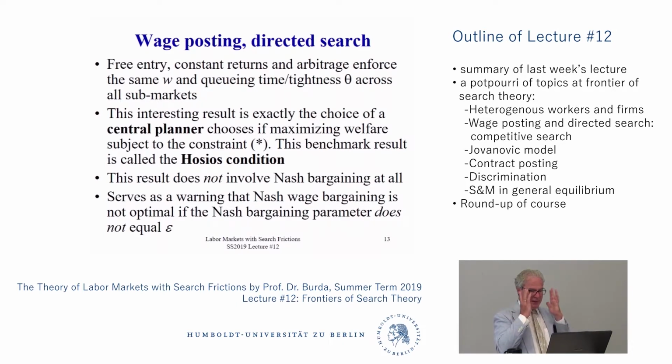So if the Nash bargaining parameter just happens to be the elasticity of the matching function, then we're in heaven. We've reached nirvana. Otherwise, we might want to think about trying to affect the bargaining power of workers and firms. So that's a really important result. It's called the Hosios condition.